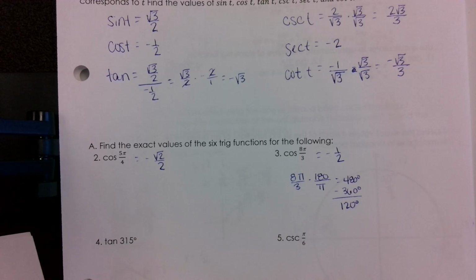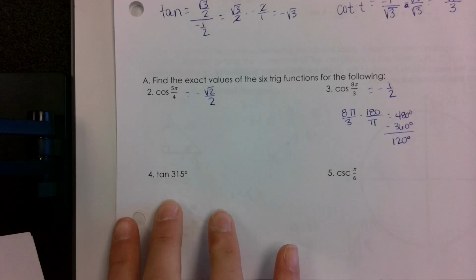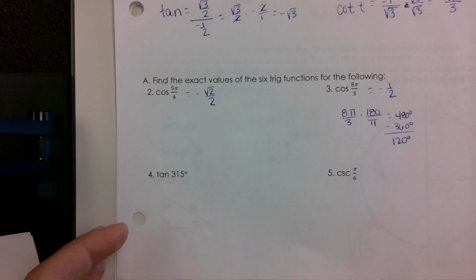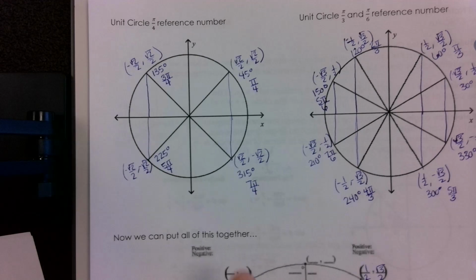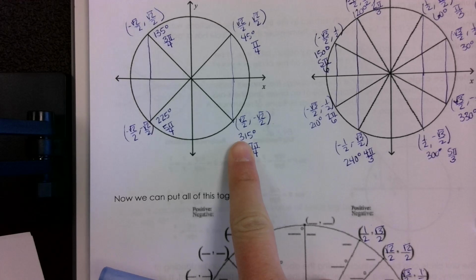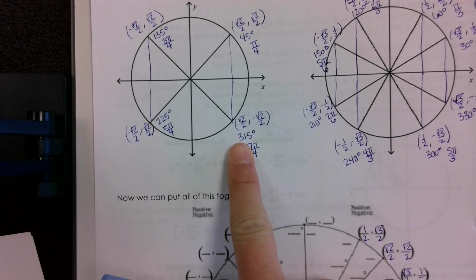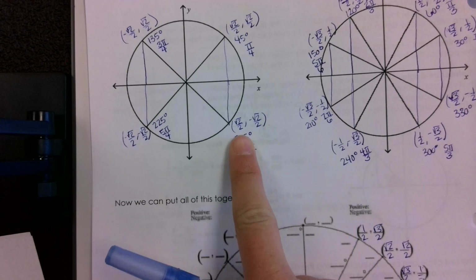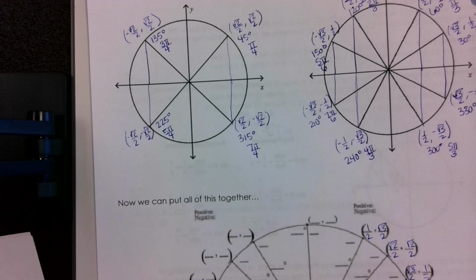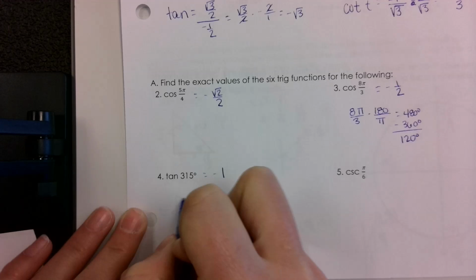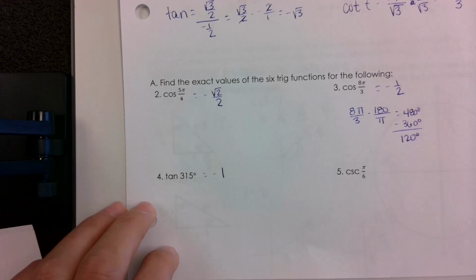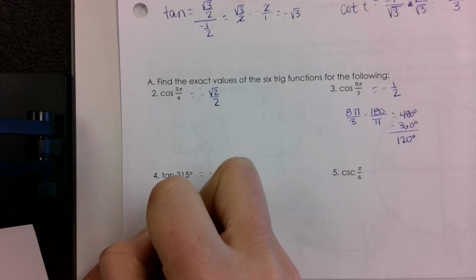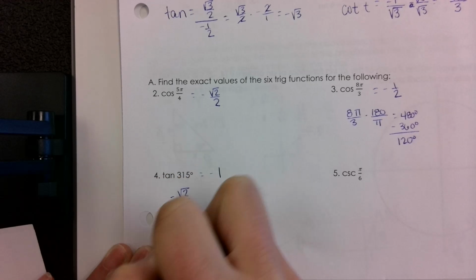For number 4, we want to do tangent of 315. 315 is going to fall on our unit circle, so we don't have to worry about finding another angle for that. So 315, where was it at? Right here. So tangent is what? Y over x, or sine over cosine. So we'll have negative square root 2 over 2 over positive square root 2 over 2. What's that going to be? Negative what? And I'm going to write where that came from. Was it positive over negative there, or negative over positive? Negative over positive. Negative square root 2 over 2 over square root 2 over 2.